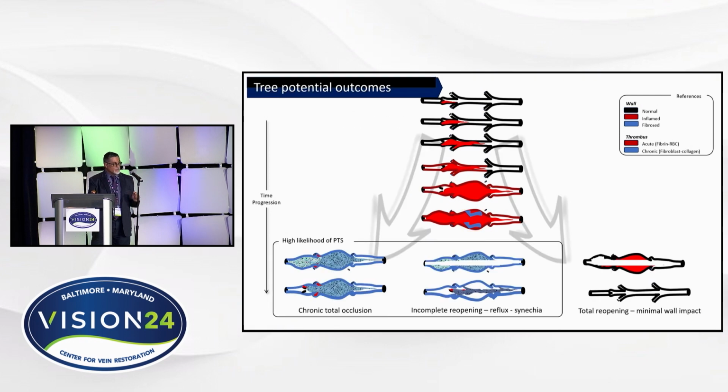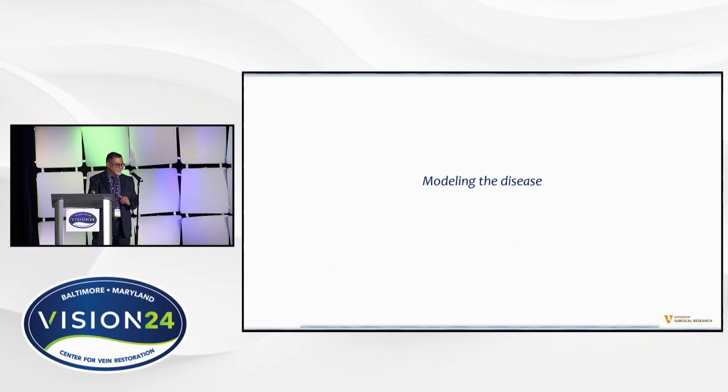The natural evolution also has 3 different potential outcomes. It never reopens. There is an incomplete reopening with reflux and synechia, and total reopening with minimal wall impact. Now that we talk about point B in this scenario, let's talk about A, the modeling of the diseases.